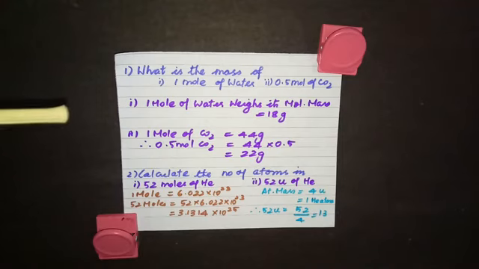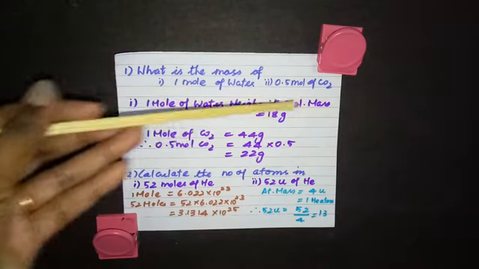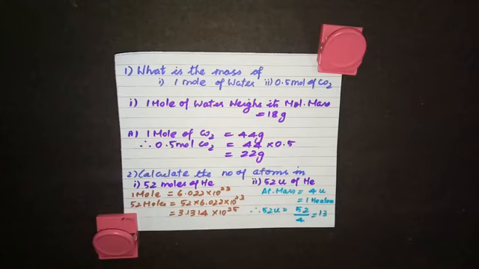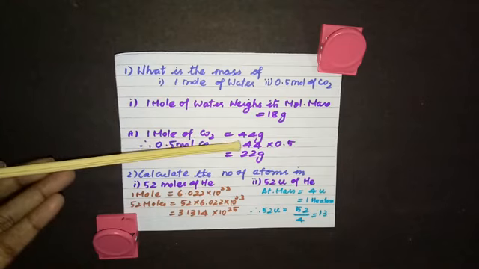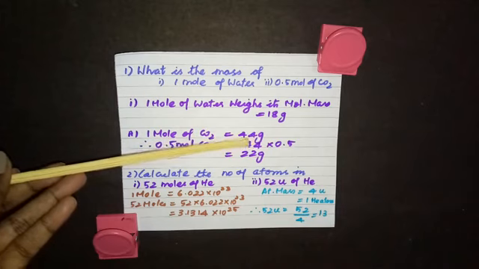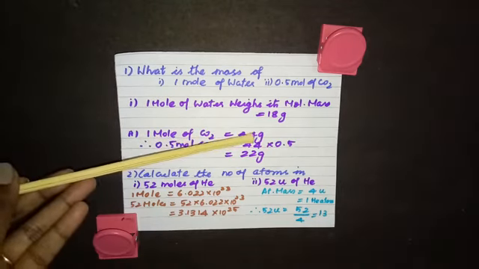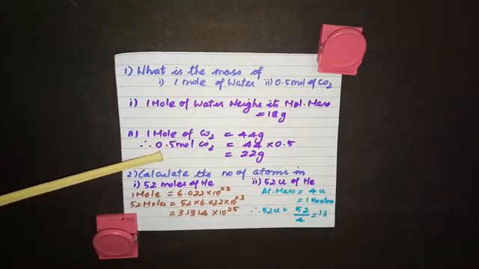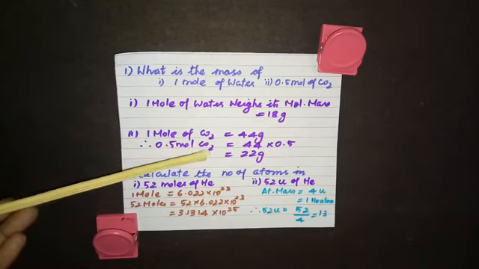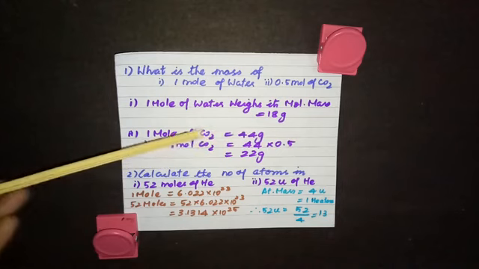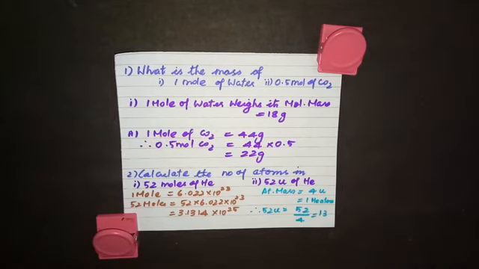what is the mass of 0.5 mole of carbon dioxide? And you know 1 mole of carbon dioxide is equal to 44 gram because that is the molecular mass of carbon dioxide. So 1 mole always weighs its molecular mass. So what will be the mass of 0.5 mole of carbon dioxide? So 0.5 into 44 divided by 1. So that gives you 22 gram.